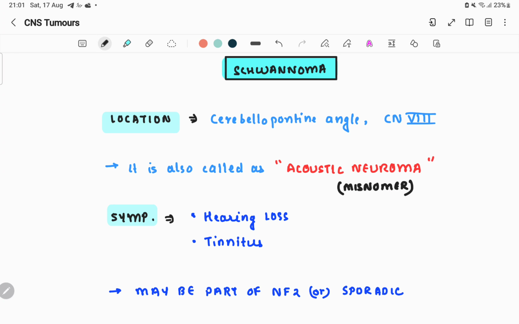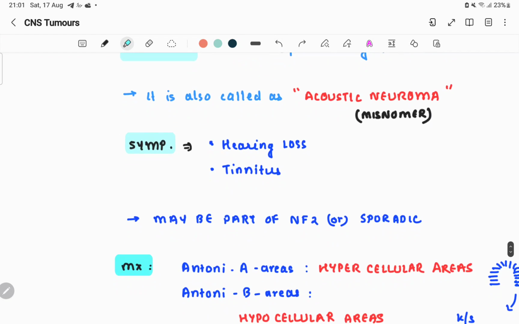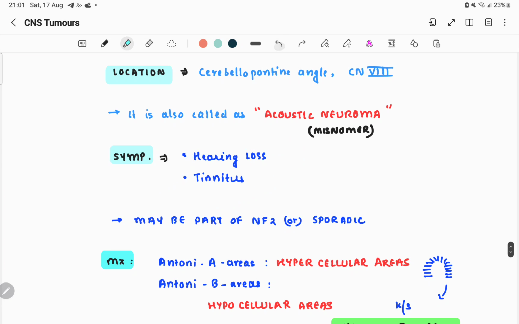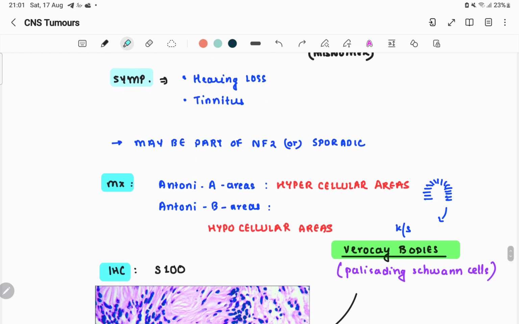because firstly it is not a neuroma, and it is not always associated with cranial nerve 8. Okay, it is not acoustic neuroma, but it is commonly called acoustic neuroma. Okay, symptoms are hearing loss and tinnitus. Tinnitus is the ringing bell sound in your ear. It may be a part of NF2, or it may be sporadic.